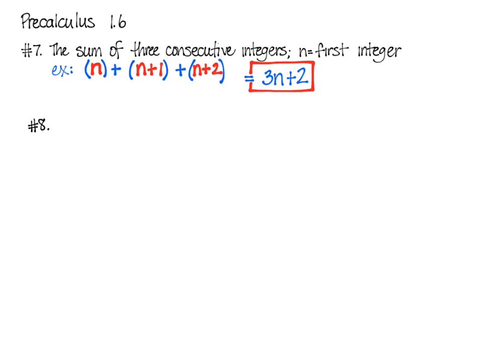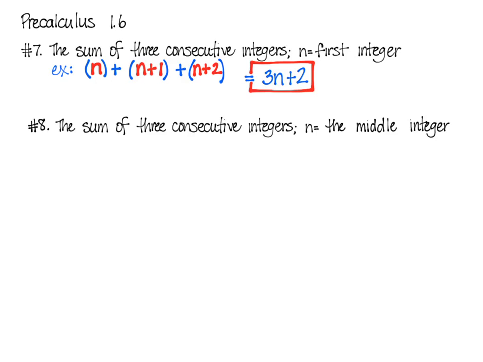The second problem sounds almost the same, except right here it says instead of n being the first integer, we want n to be the middle integer. So if we have those 3 integers and we place n in the middle, we say, well, what would have come before n? And that would have been n minus 1. What comes after n would be n plus 1. Adding those 3 together, you get 3n. So the sum of 3 consecutive integers, where n is the middle integer, is 3n.